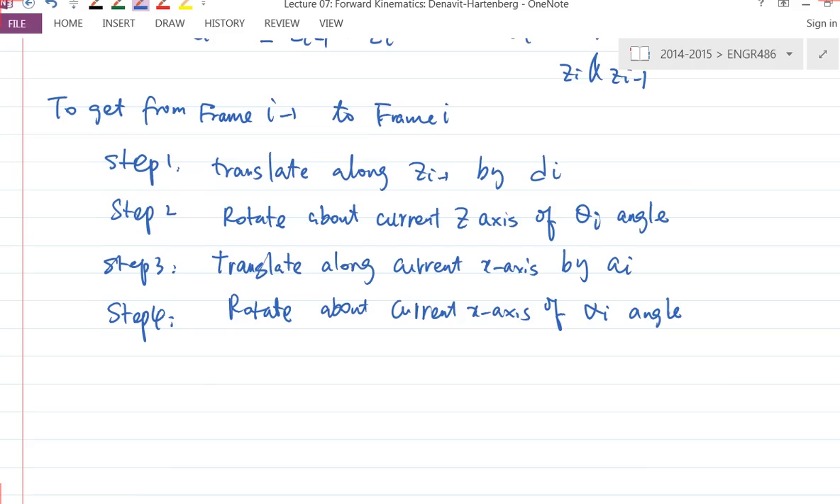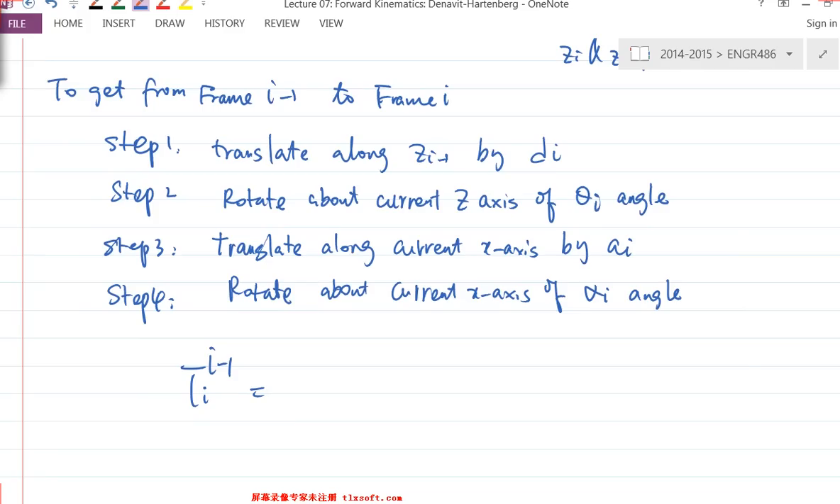So what are we looking for again? We're looking for this guy here, right? So basically, this guy is obtained by going through this four step set here. That makes sense? And every one of the steps in this four step set is about which frame? It's about the current frame.